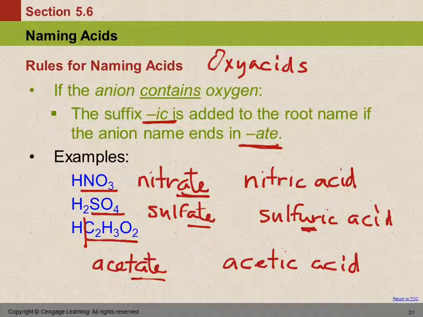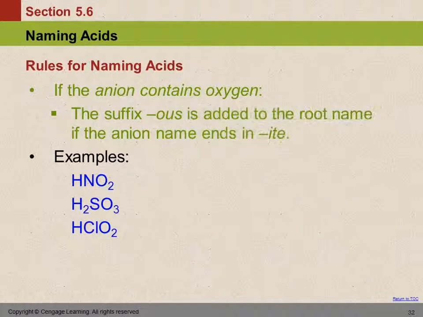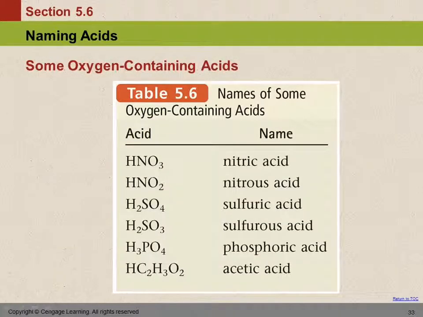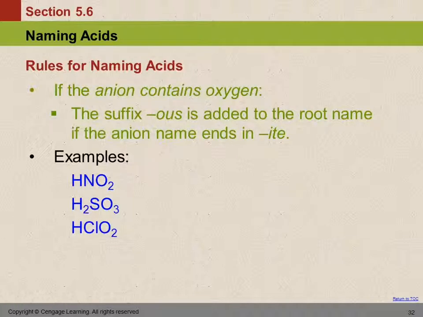Any questions? We got something more to go here. What if the name of the anion ends in ite? Ite, there we go. Well, then we change the ending to us. So now we've got ate goes to ic, and ite goes to us.